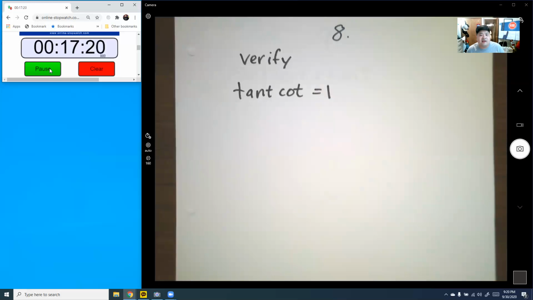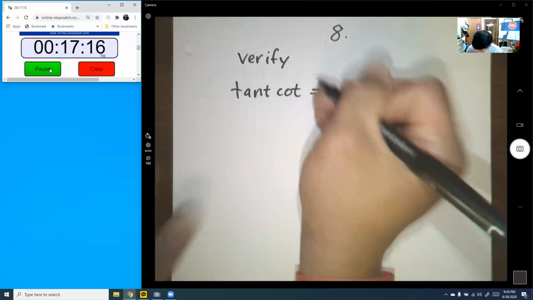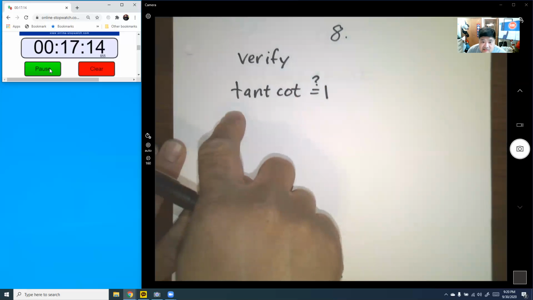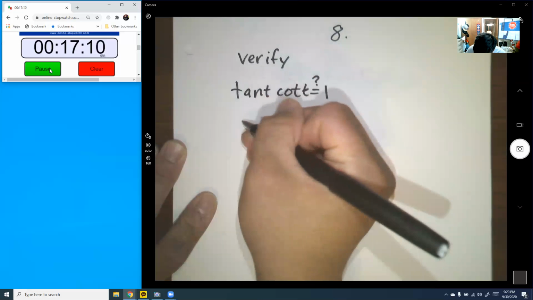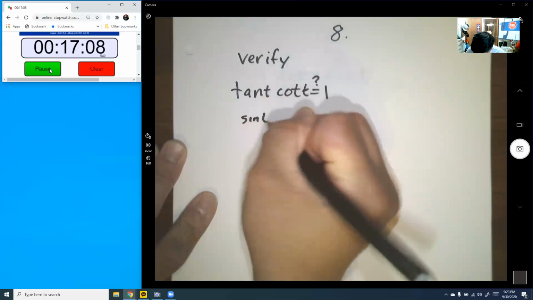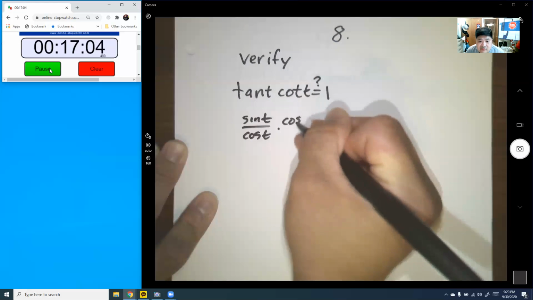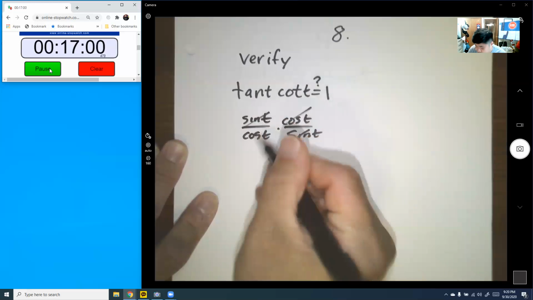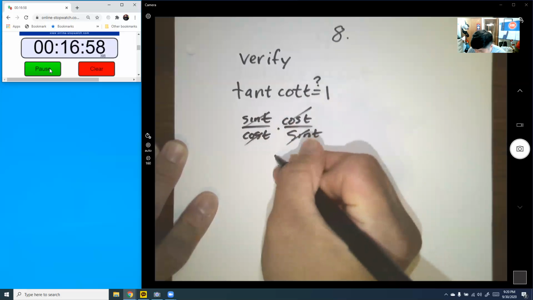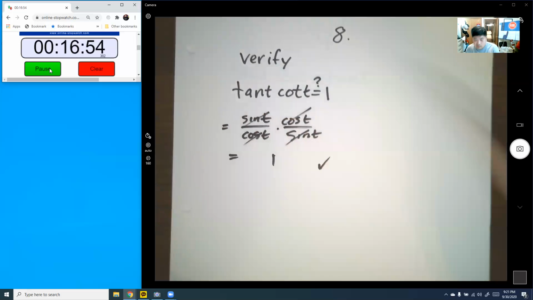All right, number 8, tangent t times cotangent t, does that equal 1? All right, well, tangent t is sine of t over cosine of t, and cotangent t is cosine of t over sine of t, so sine of t's divide out, cosine of t's divide out, so I'm left with 1. So yes, that did equal 1.